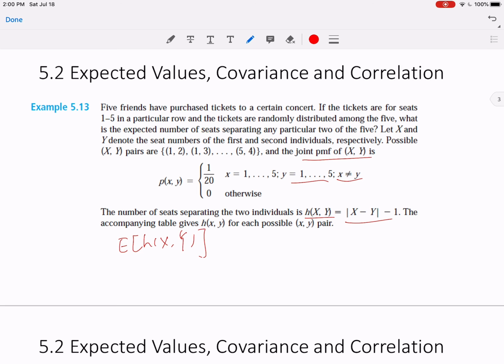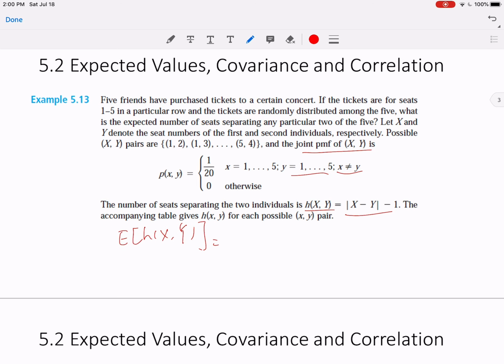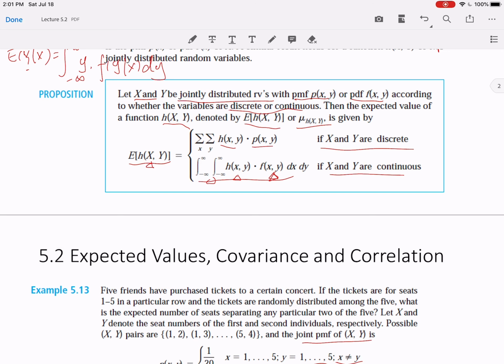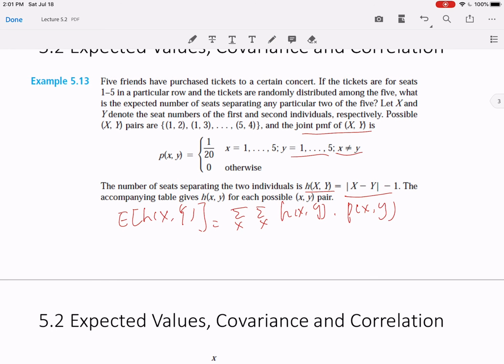So based on the proposition we just went over, this would be equal to the summation over x, summation over y, of h of x, y times p of x, y, right? That's what we have from the proposition here, because we're dealing with two discrete random variables. Of course, I'm sorry, there should be a summation over y.